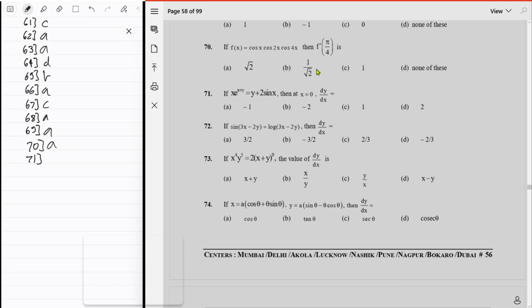71. If x e power (x + y) is equal to y plus 2 sine of x, then at x equal to 0, dy upon dx will be. I just hate this kind of thing. Why are you doing this? Then at x equal to 0, dy upon dx is.